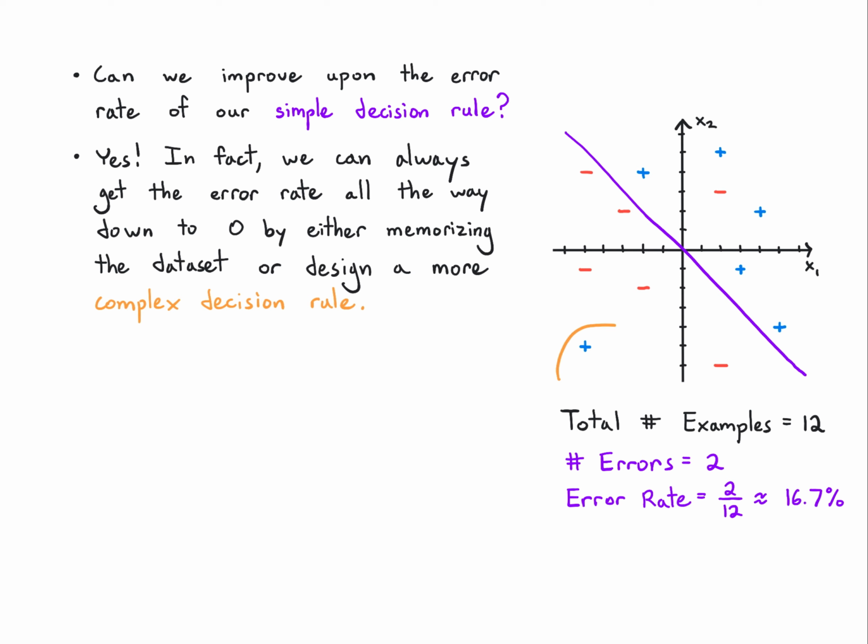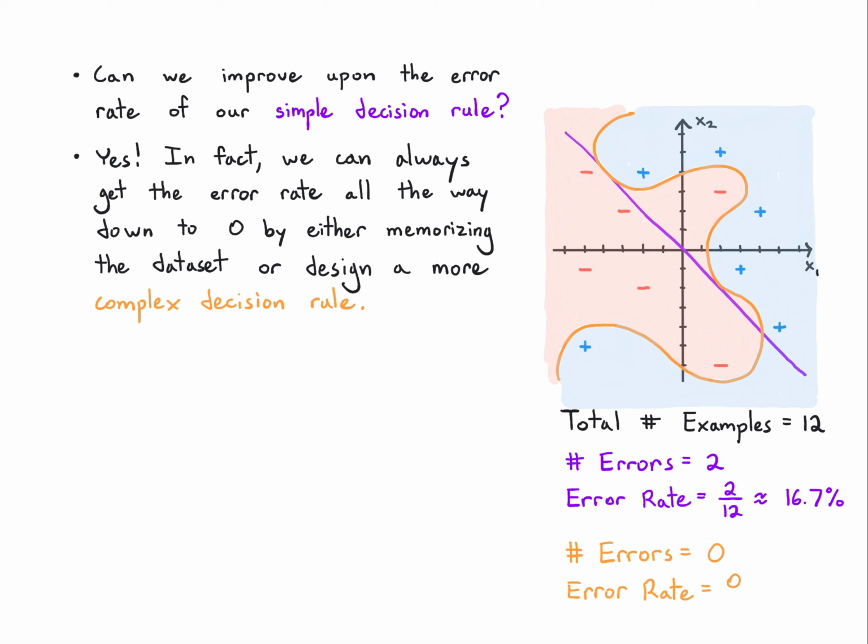So here's a very complex decision boundary. And you'll see what it's done is it's drawn this curved orange line. And on one side of the line, let's say the left side, I colored in red. That's where I decide minus. And on the other side, the blue side, that's where I decide plus. And okay, that's great. I now have no errors. On my data set, I'm making no errors. And so my error rate on my data set is now 0%.